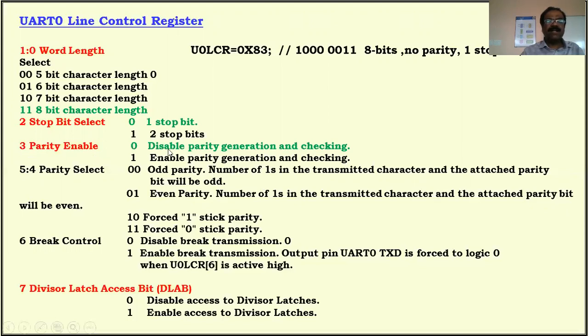That indicates disable parity generation and checking. That's the meaning of this. Therefore, I have to use 0, 1 for 8-bit character length. That is over. Then bit number 2 is for one stop bit. That is over. Then what is the purpose of using bit number 3? To disable the parity, or no parity. That is also over. The rest of the things I'm not using.